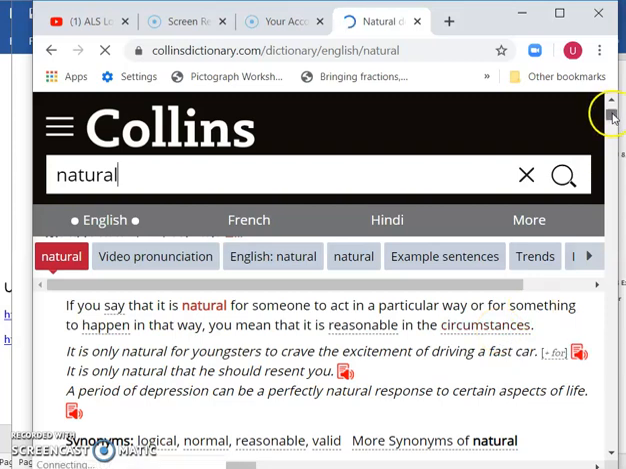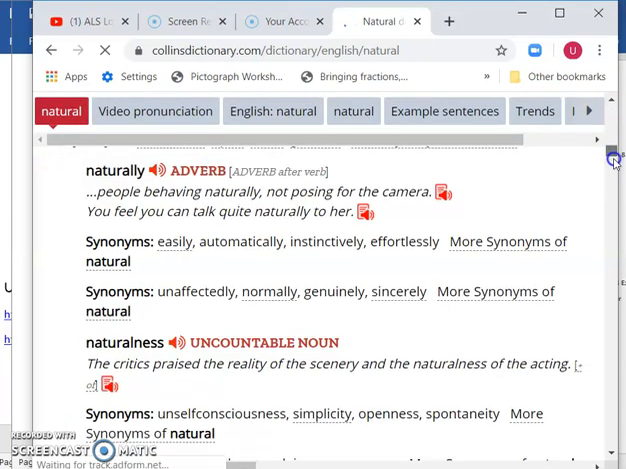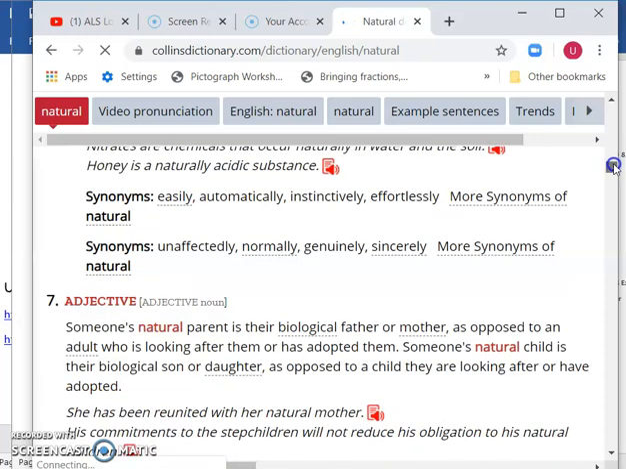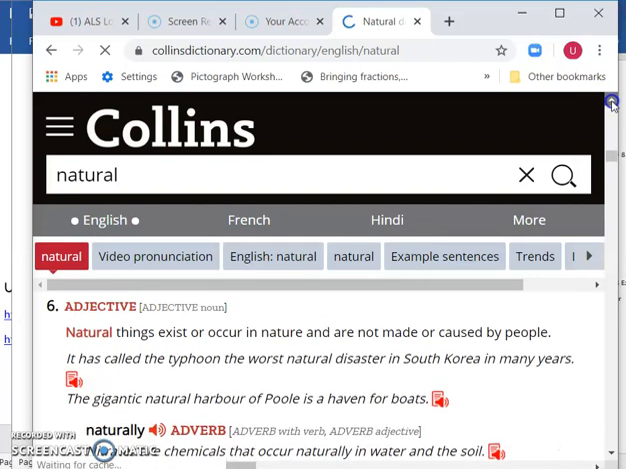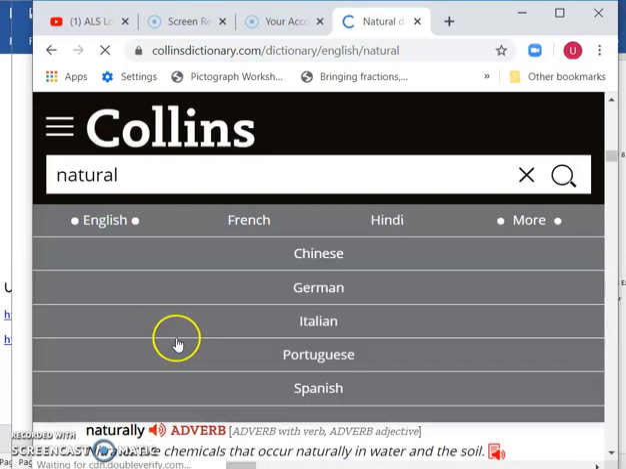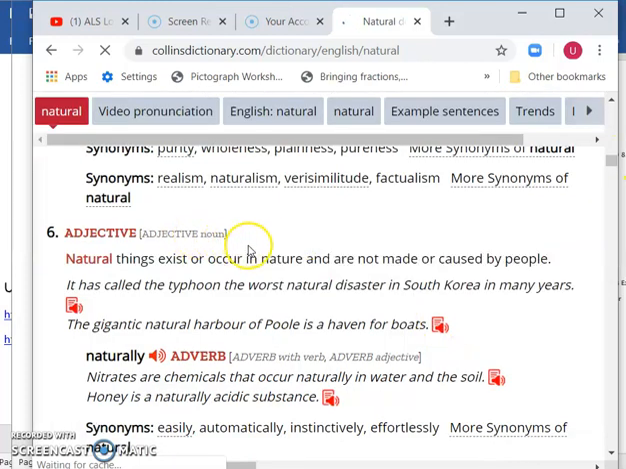That meaning, we are going down, I think, to number 6, down the bottom here. Okay, natural things. Natural things exist or occur in nature and are not made or caused by people. Okay, so when we talk about natural things in our environment, we're talking about things that are not made by man or caused by man, as in human beings. All right.